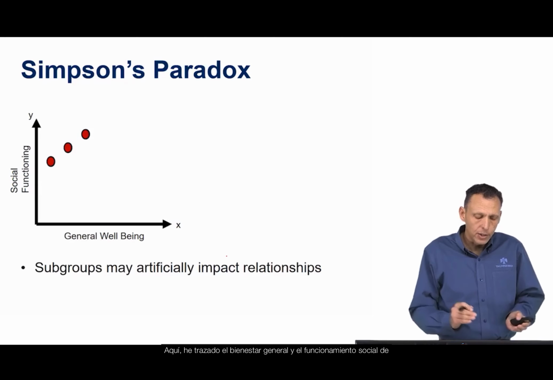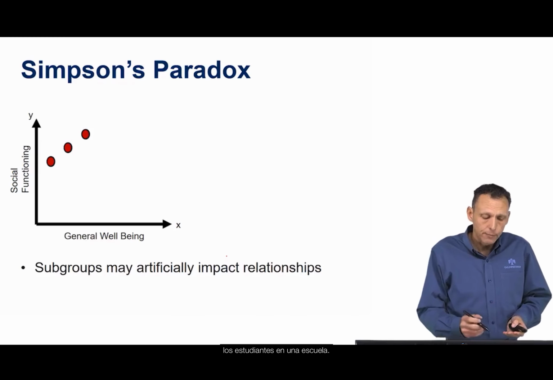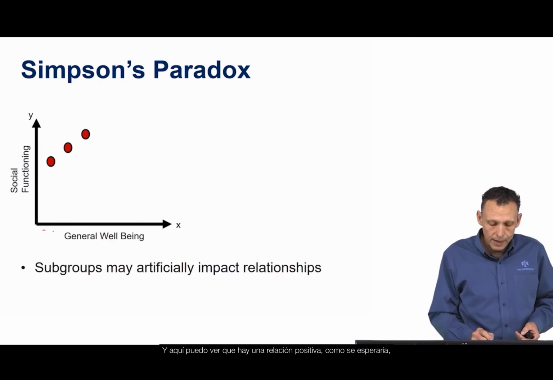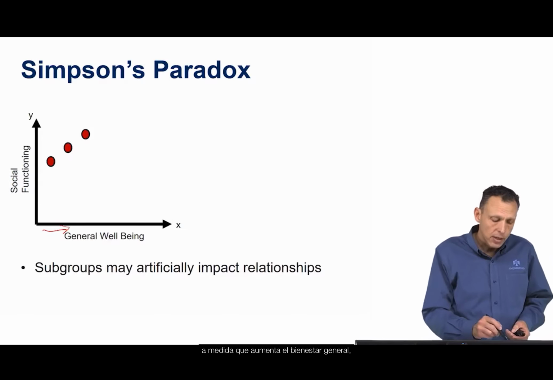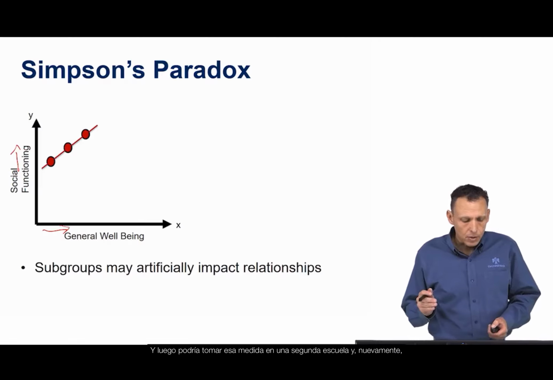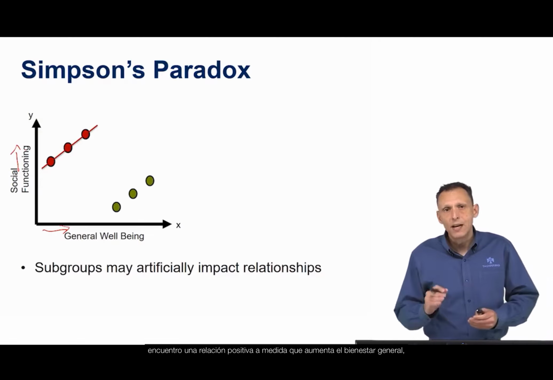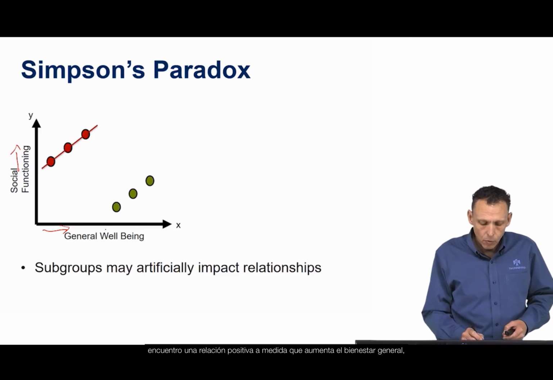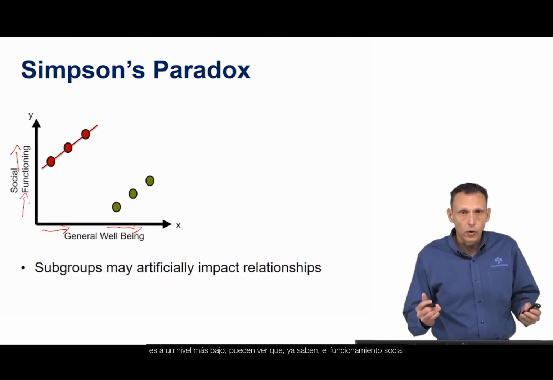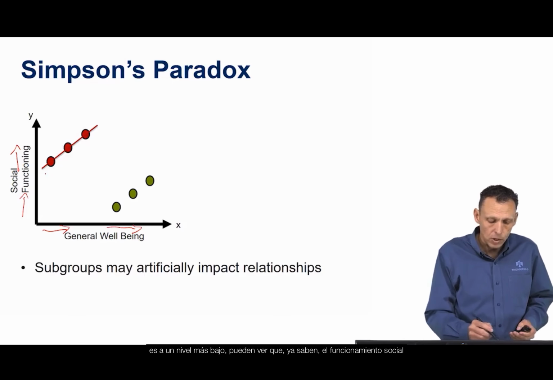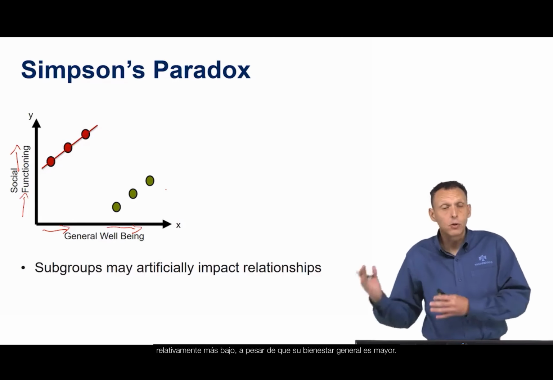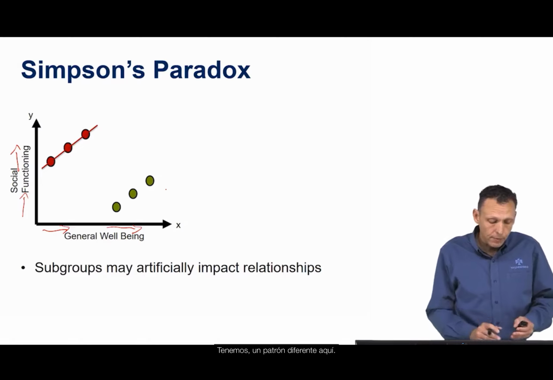Here I have plotted the general well-being and social functioning of students at a school. And here I can see that there's a positive relationship, as we might expect. As general well-being increases, the social functioning of these students also increases. And then I might take that measure at a second school, and again, I find a positive relationship. As the general well-being increases, I also see social functioning increase, albeit at a lower level. You can see that the social functioning now of the students in green is relatively lower, even though their general well-being is higher. We have a different pattern here.